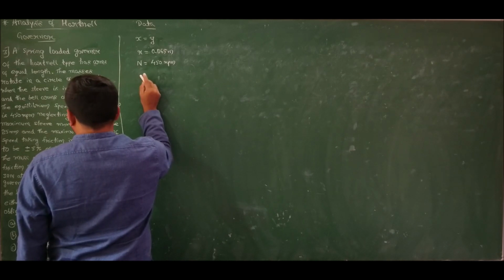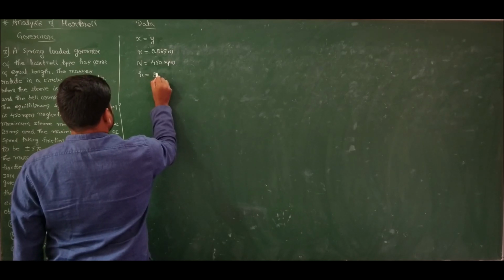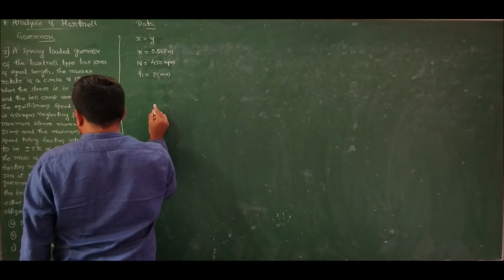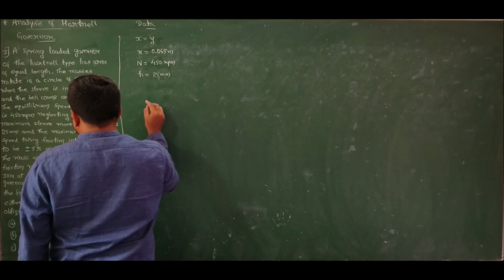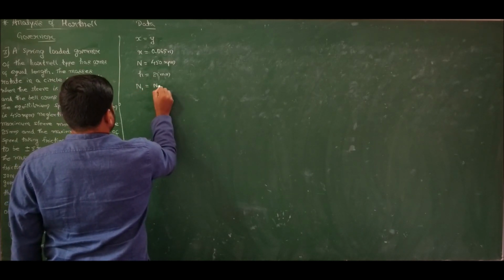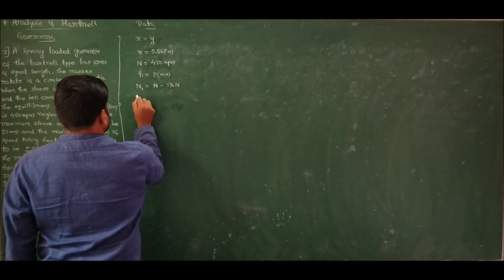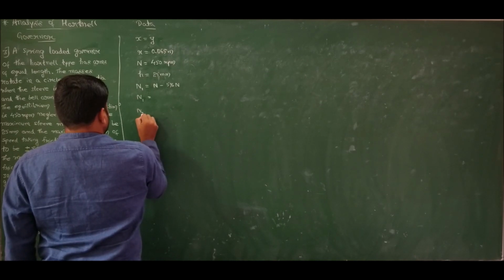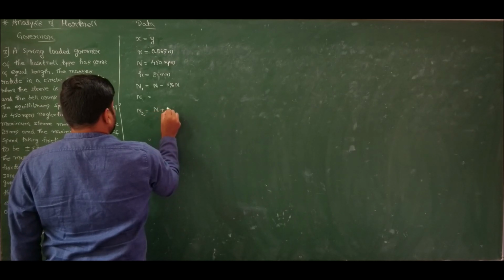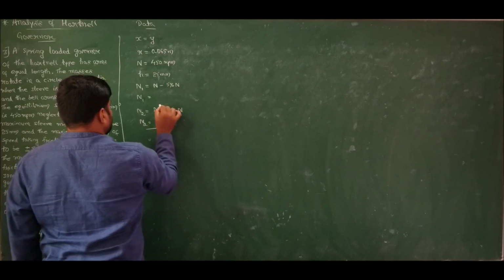The maximum sleeve movement is to be 25 mm. So h, that is h1 plus h2, is 25 mm, and the maximum variation of speed taking friction into account is to be plus or minus 5% of the mid position speed. That is, N1 is equal to N minus 5% of N, and N2 is N plus 5% of N. Let us calculate the values of N1 and N2.